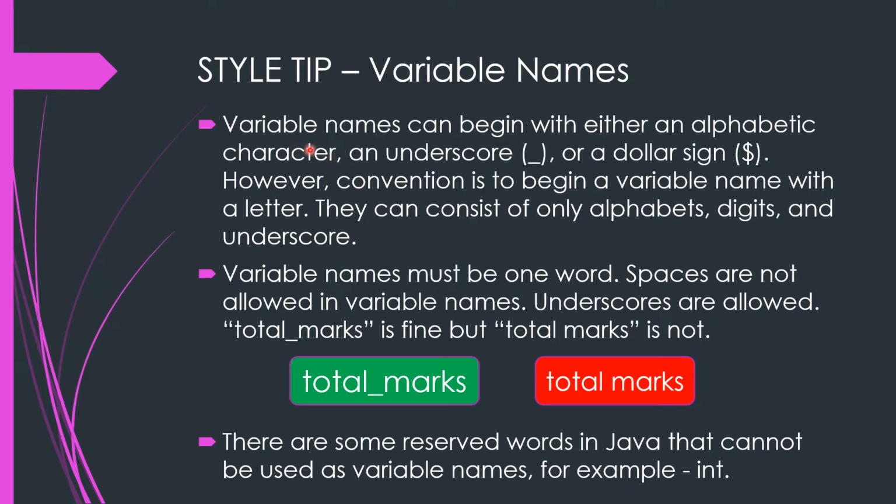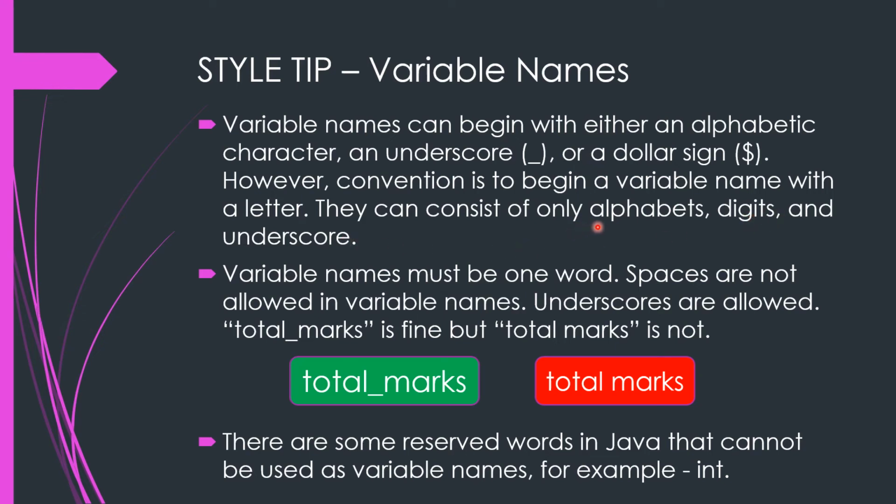First, variable names can begin with either an alphabetic character, an underscore, or a dollar sign. So basically, if you are beginning any variable name, then you can begin it with any alphabetic character, an underscore, or a dollar sign. And if we talk about convention, what we generally prefer is to begin a variable name with a letter, and they can consist of only alphabets, digits, and underscore.